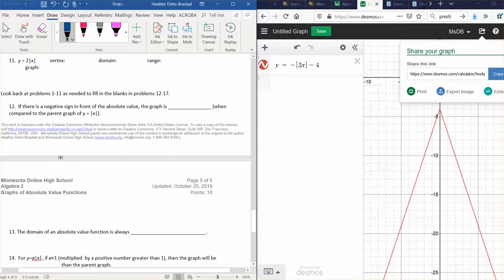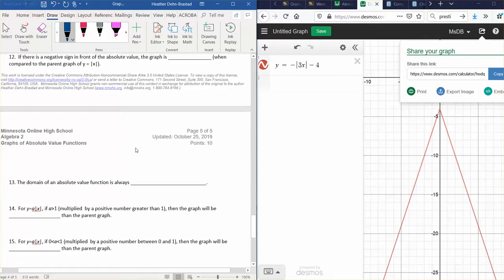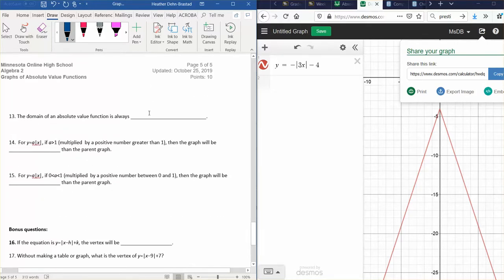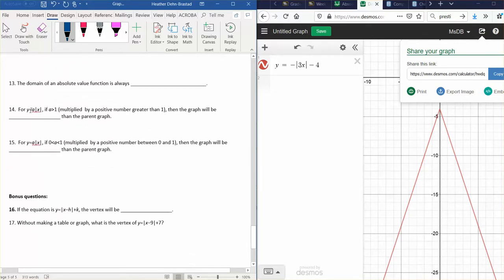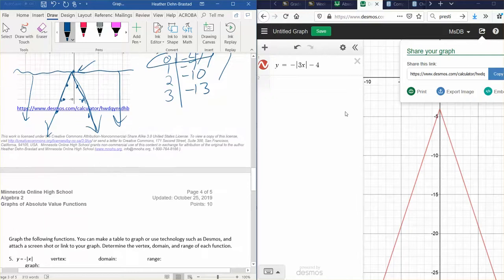All right, then there's some questions. You're going to look back and see if you can figure out some rules about absolute value functions, about what a negative in front will do, like if it's upside down or reflected over the x-axis, what the domain will always be, what happens if you multiply by a number greater than 1, and will it be wider, will it be skinnier? Let's look over here.